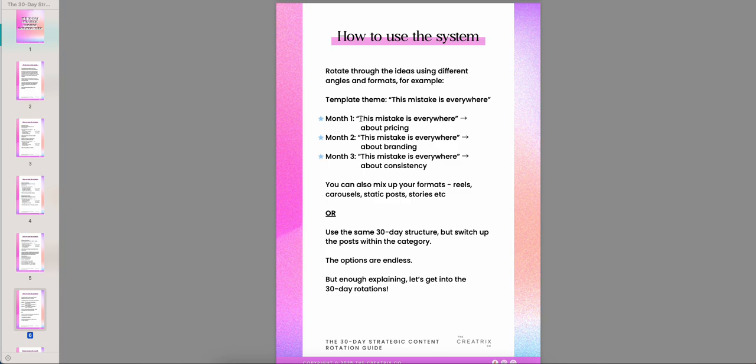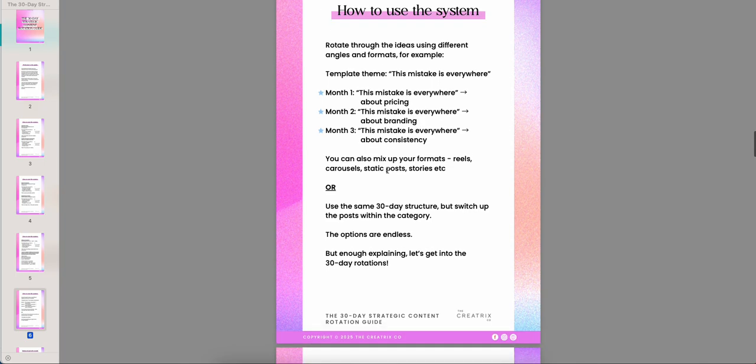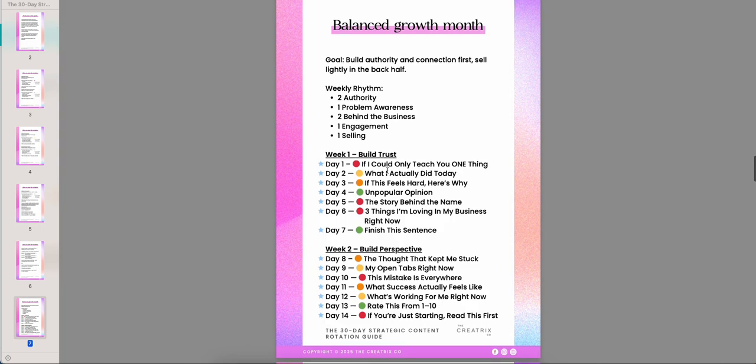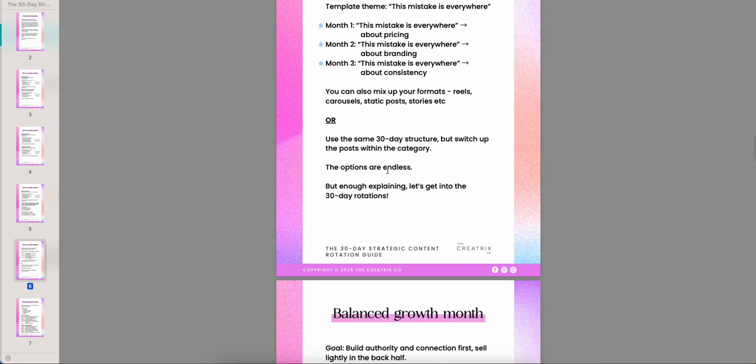So if you are using the template, this is a mistake that I see everywhere, you might talk about pricing one month, another month could be about branding, it could be about consistency for the third month, and so on and so forth. So you can definitely switch it up and use them across the board. People are not going to remember what you've already created a month ago, but it's just something that you can keep on reusing and tweaking, and you can definitely make it look a little bit different as well as have a different angle.